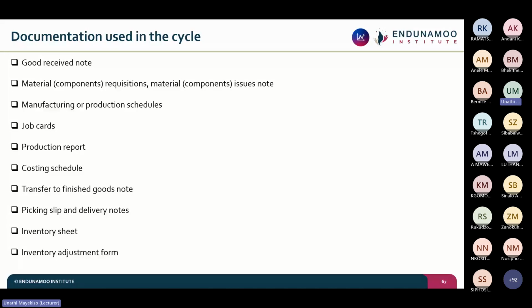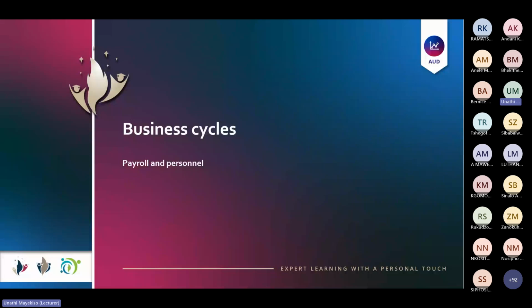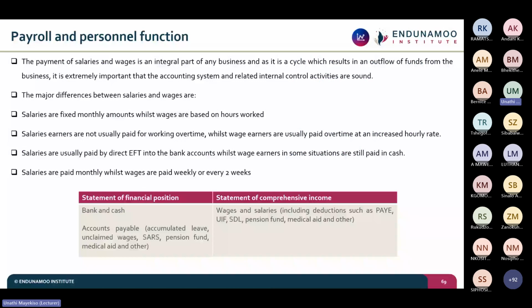Moving to payroll and personnel. Payroll and personnel is the HR function where people come to work and people get paid at the end of the day. That is an outflow of funds from the business, and it goes between two phases, salaries and wages. Typically, salaries is for full-time employed staff that receive a fixed amount at the end of the month, and wages would be for contract or casual workers that receive a weekly wage.